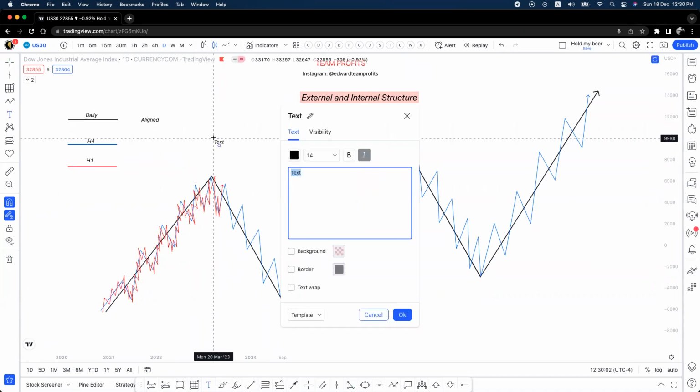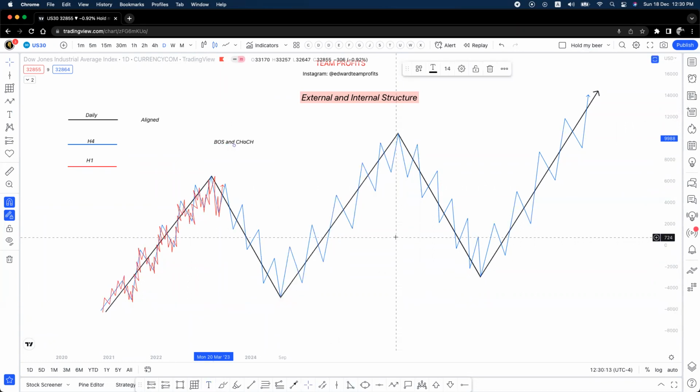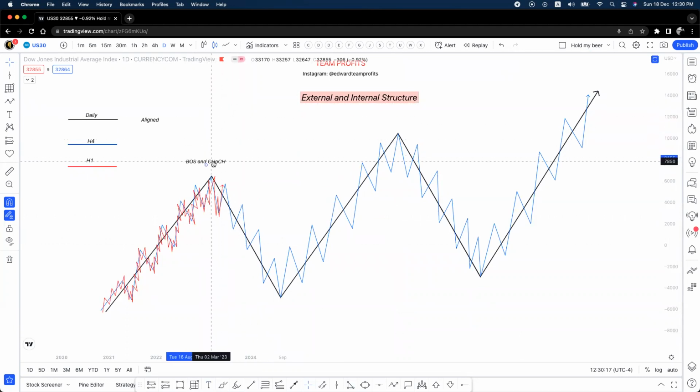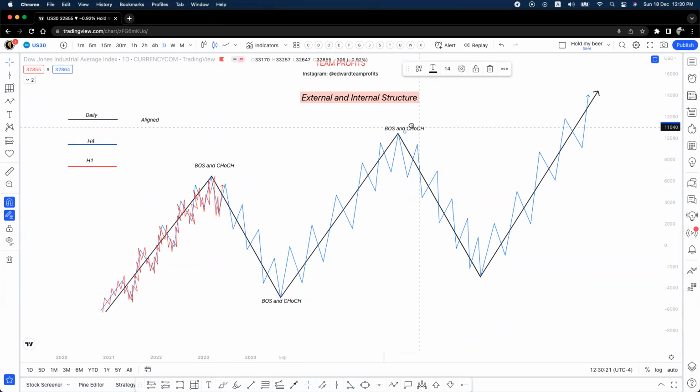This is where things start to show up. So BOS and a change of character. We're going to be looking for that. The areas where we're going to be looking for that, it's always here. We're going to be looking for a BOS and a change of character here, here, here, here, okay?